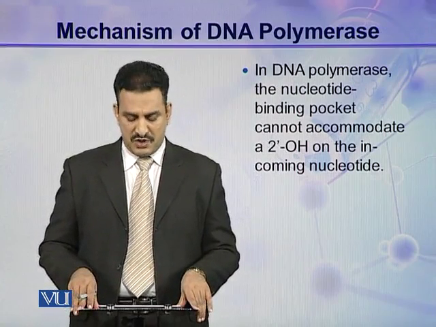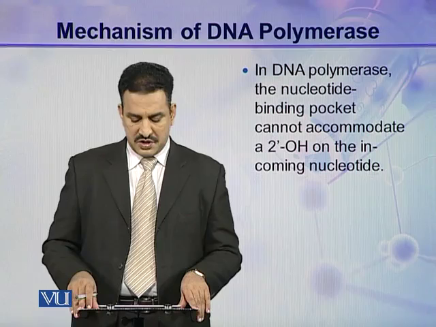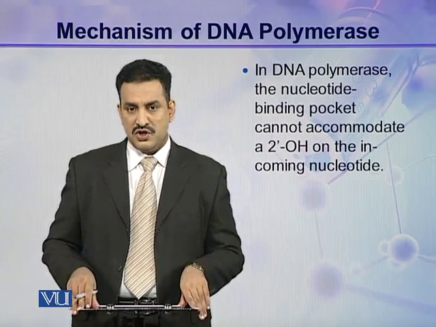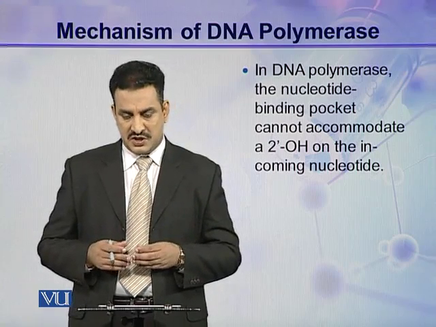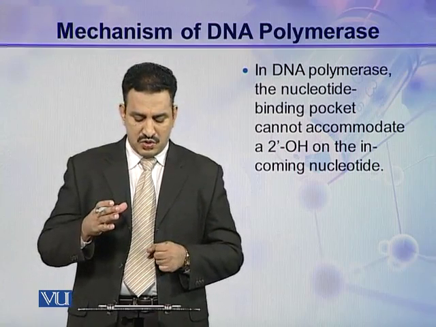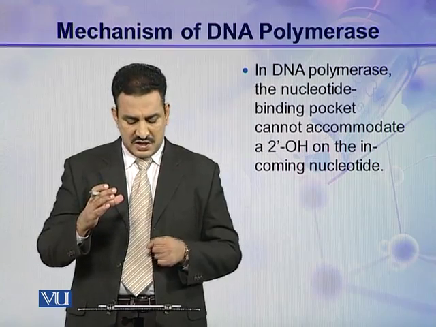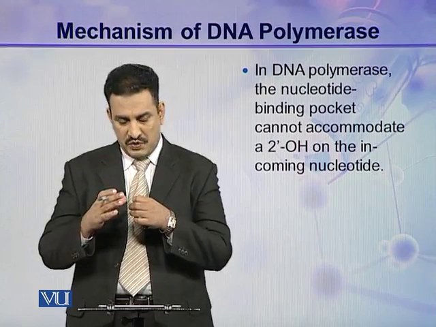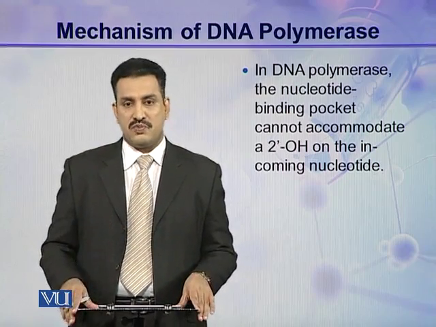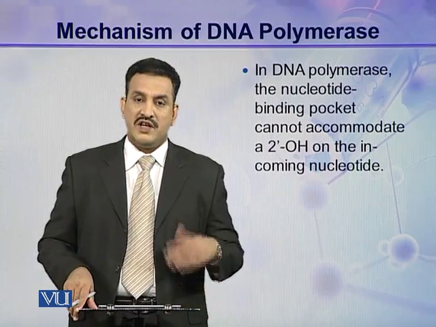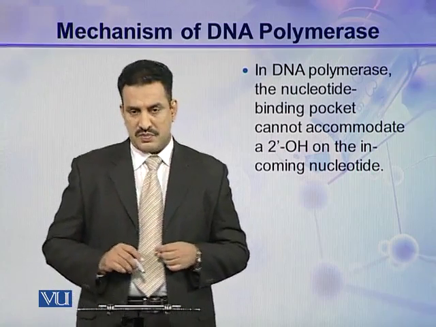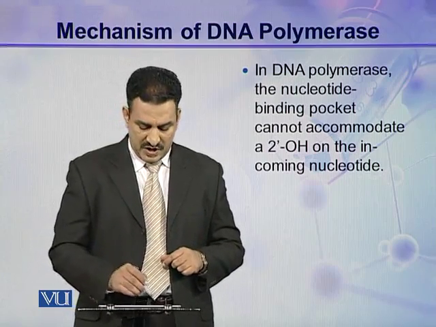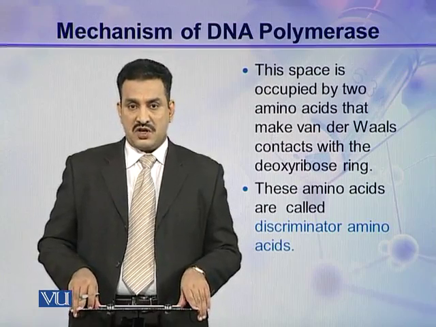So in DNA polymerase, the nucleotide binding pocket cannot accommodate a 2' hydroxyl group on the incoming nucleotide. See, this distinction between RNTP and DNTP is due to this reason, that the nucleotide binding pocket of DNA polymerase cannot accommodate a molecule which contains a 2' hydroxyl group, and a 2' hydroxyl group is present in RNTPs, while in the case of DNTPs at the 2' position of deoxyribose there is only hydrogen present. There is one less oxygen at 2'.